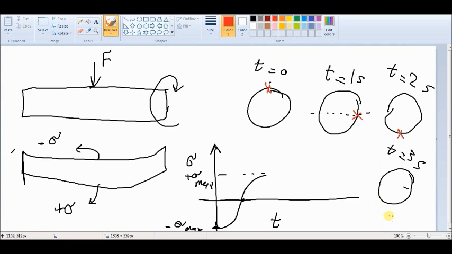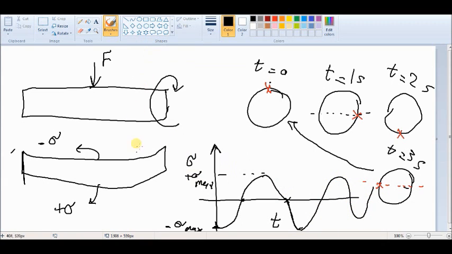Again, the point will move to the middle, which is located at the center, so the bending stress becomes 0 again, and then it will move to its initial location. That means it becomes negative again. So as the rotation continues, this pattern will repeat.